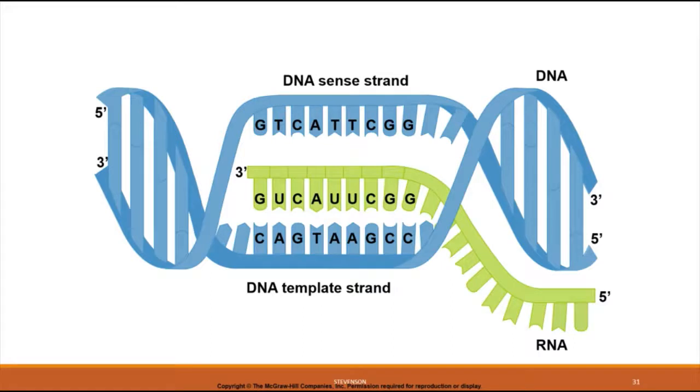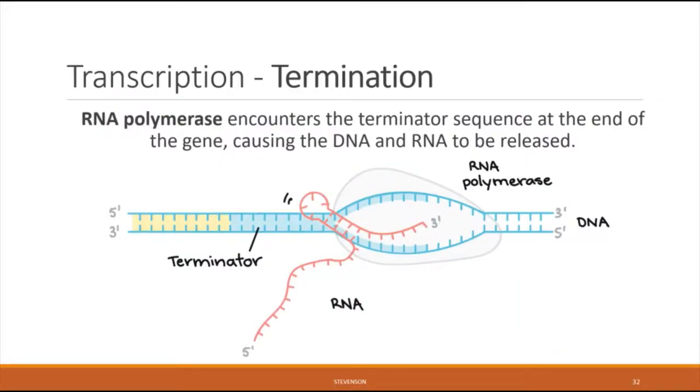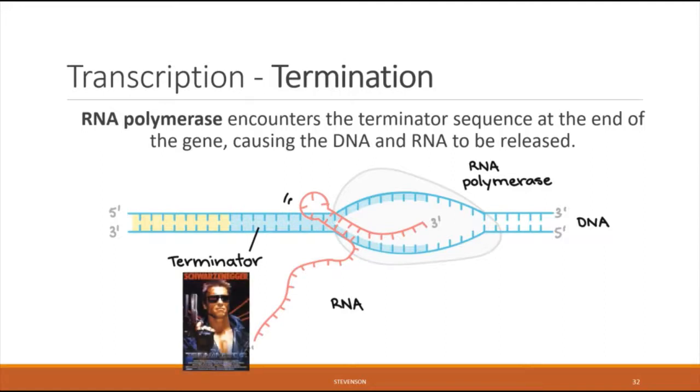This will go on until RNA polymerase runs into that little sequence at the end of the gene called the terminator. And once RNA polymerase encounters the terminator, this sends a signal to it that the gene has ended, and therefore it releases the DNA and the new messenger RNA, and the new messenger RNA is free to move on to the next step.